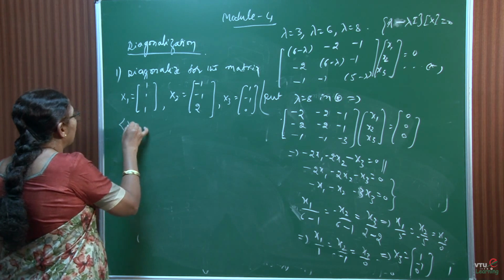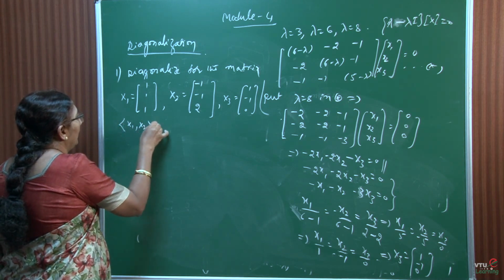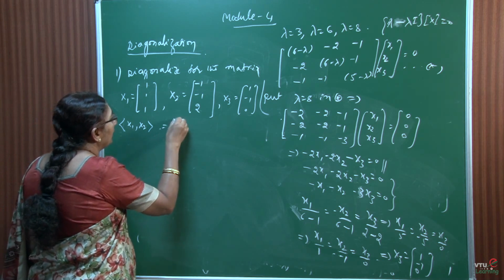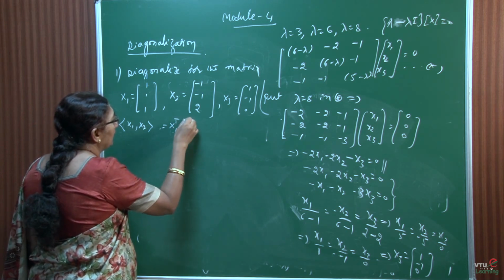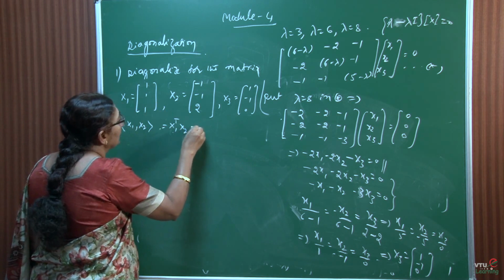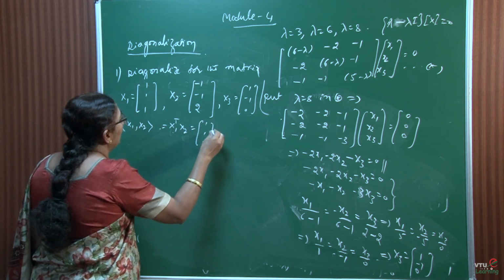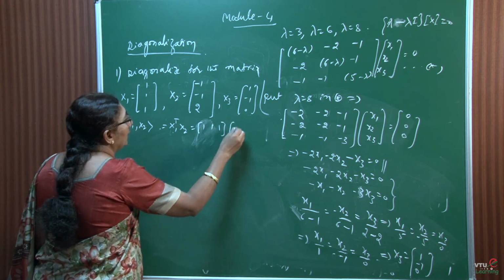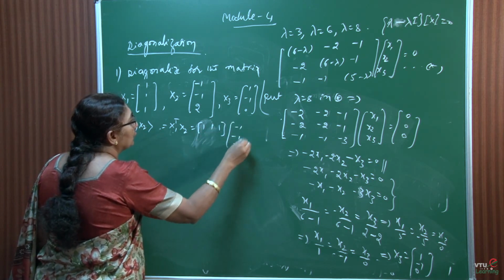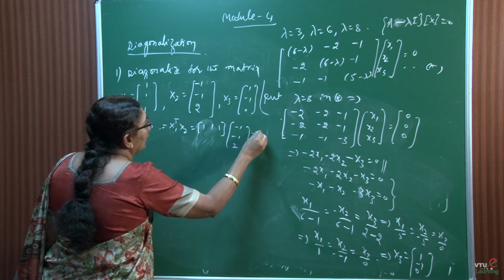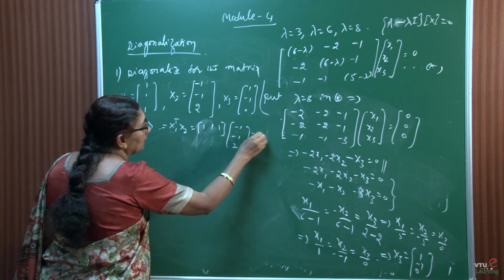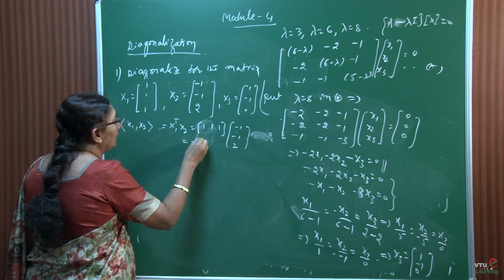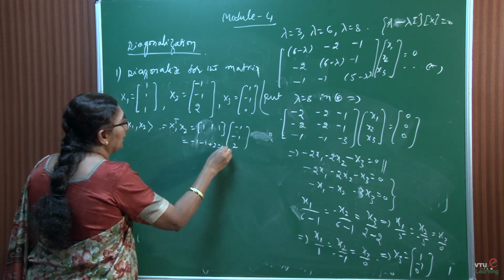Now we have to verify whether these eigenvectors are orthogonal or not. How to verify? Inner product of these. All are columns, so take x1 transpose into x2. What is x1? Take it as a row, 1 1 1, and then x2 is minus 1, 1, 2. What we get actually? Minus 1 plus 1 plus... we get 0.